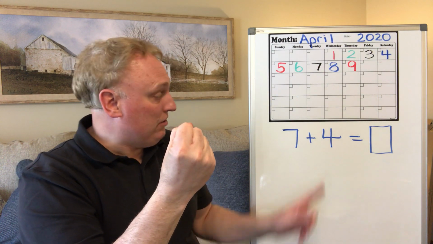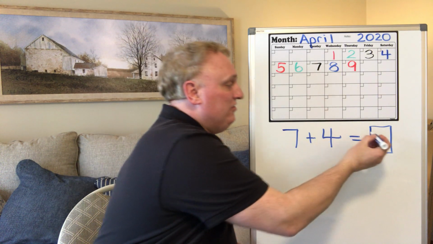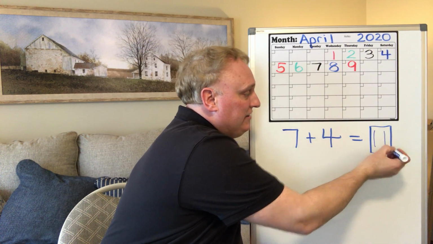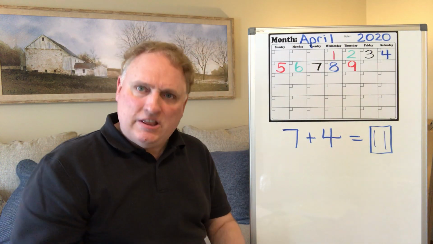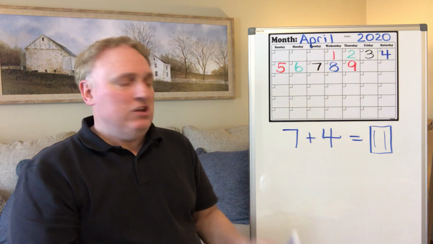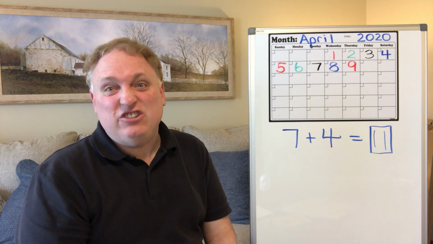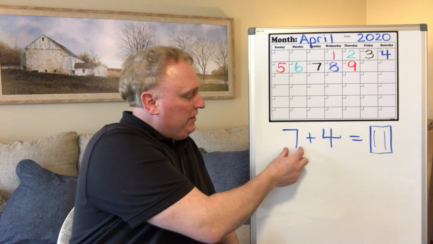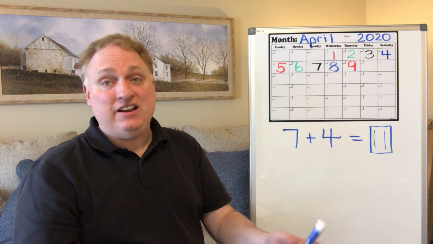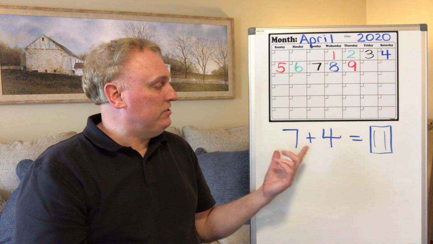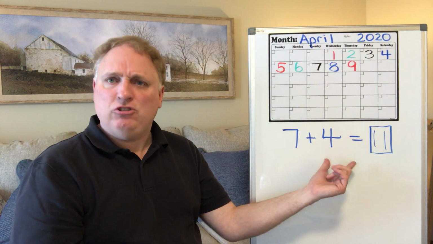So I'm going to scoop the 7. 7. Now I'm going to count up 4 times. 8, 9, 10, 11. So our answer is 11. 7 plus 4 equals 11. So that's one strategy we use when adding two single-digit numbers together. Single-digit numbers meaning numbers between 0 and 9. 10 is a two-digit number, so we wouldn't necessarily use this strategy, but we could.